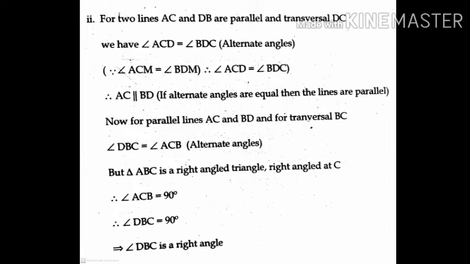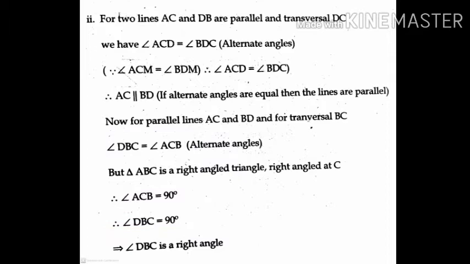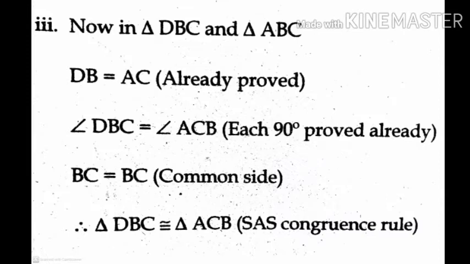Now, parallel lines AC and BD and transversal BC. Angle DBC is equal to angle ACB since alternate angles. But triangle ABC is a right angle triangle and also right angle at C. Therefore, angle ACB is equal to 90 degree. So, angle DBC is also 90 degree. That implies angle DBC is a right angle. Hence proved.